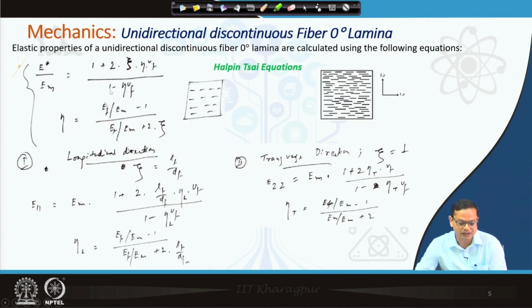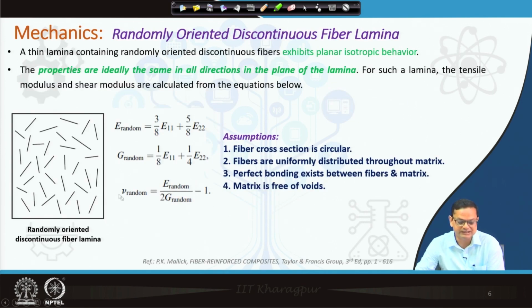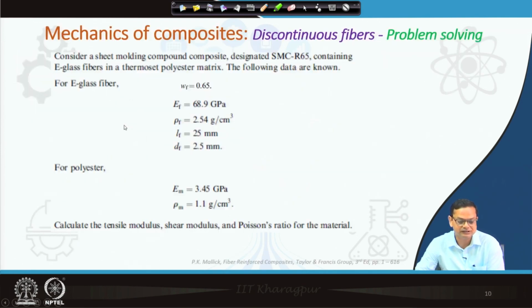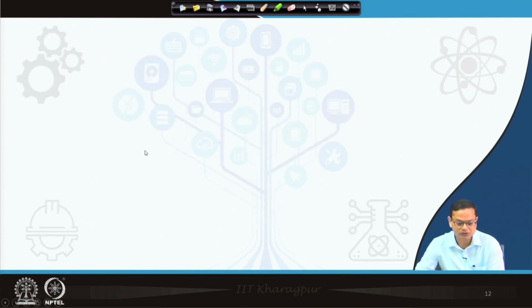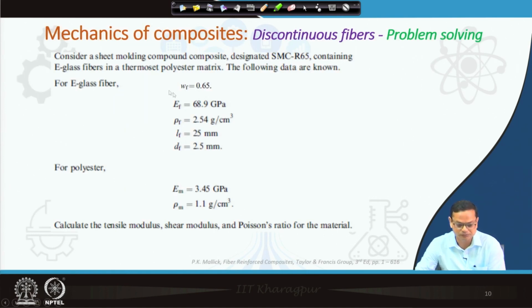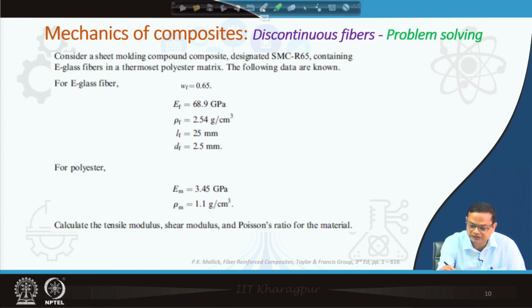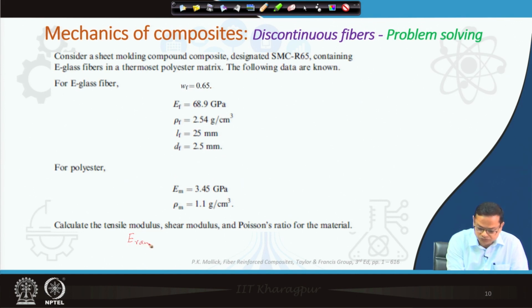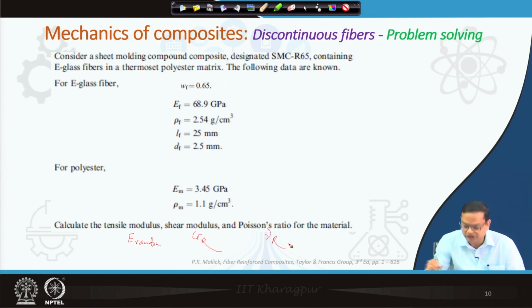So, you can see you have to apply all these equations, and ultimately these equations give the value of, as it says here, the tensile modulus. So, basically this tensile modulus is nothing but E random. Similarly, shear modulus means G random and Poisson ratio is nu random.